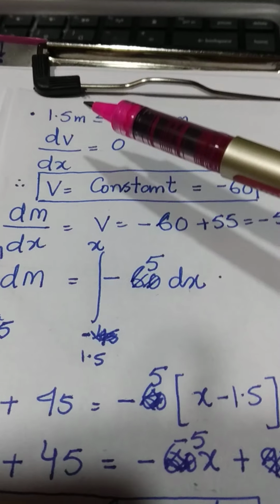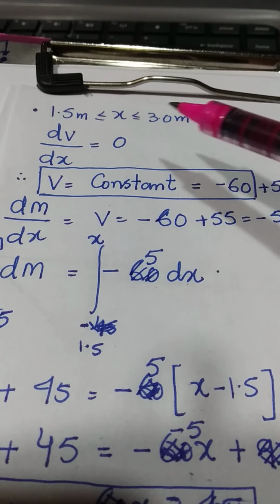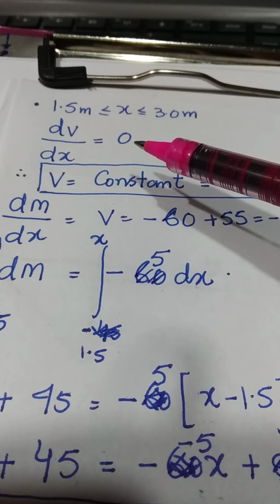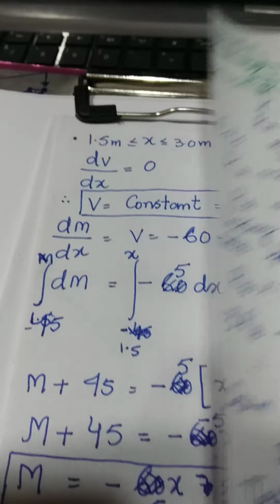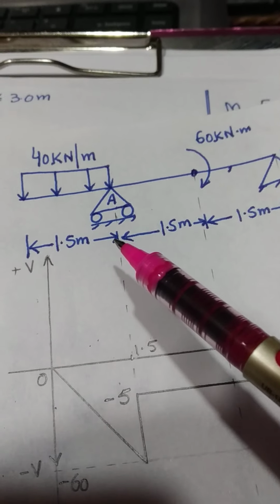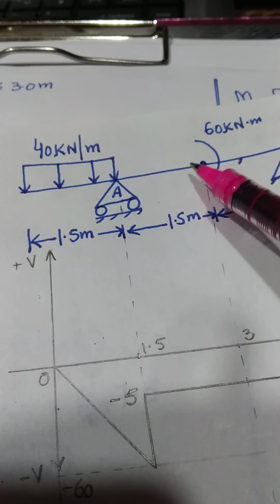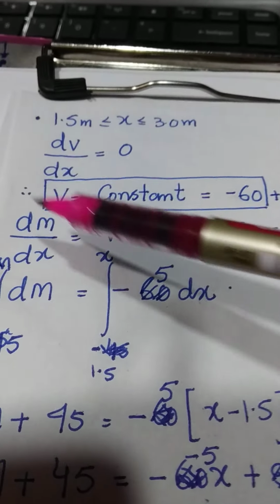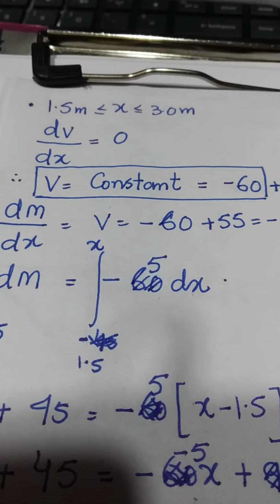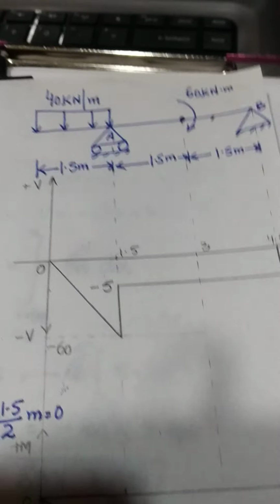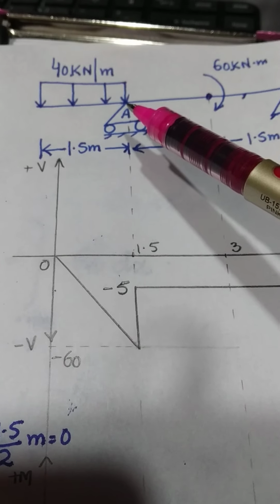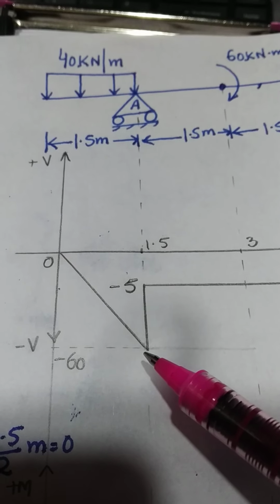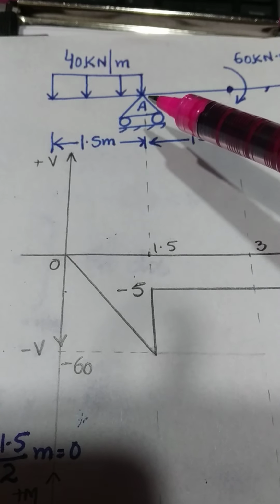In this span, for x from 1.5 to x equal to 3, again we will write dV/dx is equal to w. Now in the region from x equal to 1.5 to x equal to 3, there is no load acting on the beam. Therefore the value of dV/dx has to be equal to 0. Now see, as we are going to x equal to 1.5 from this free end, the value of the shear force is minus 60. And we are reaching point A.